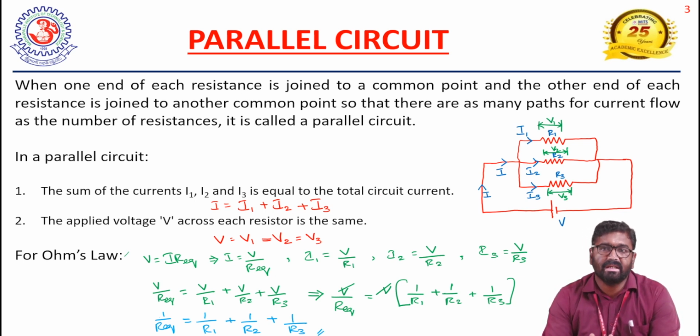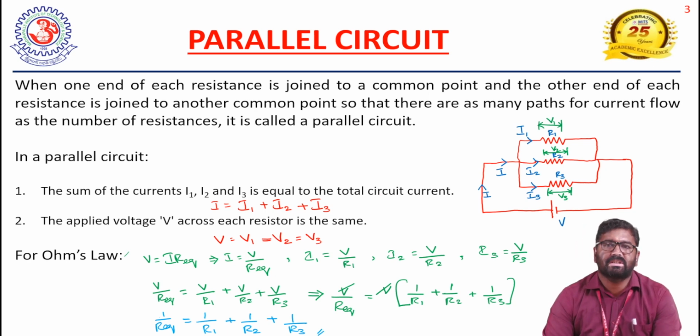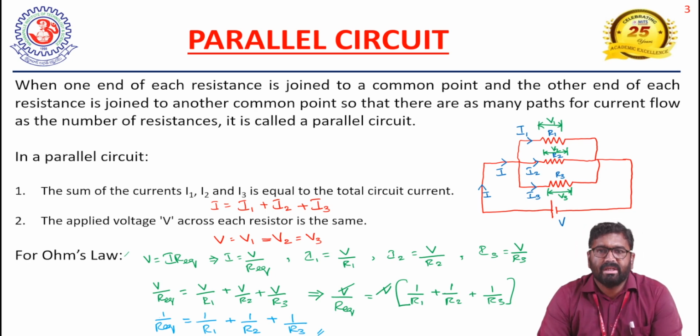Here different currents are there in this parallel network. So I1 is equal to V by R1, I2 equal to V by R2, and I3 equal to V by R3. For reference, we can also call these V1, V2, V3 depending upon the potential across the resistances. If you solve that, we get the R equivalent for this parallel network: 1 by R equivalent is equal to 1 by R1 plus 1 by R2 plus 1 by R3.